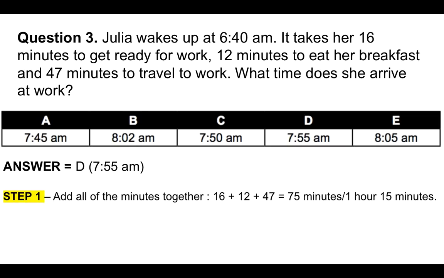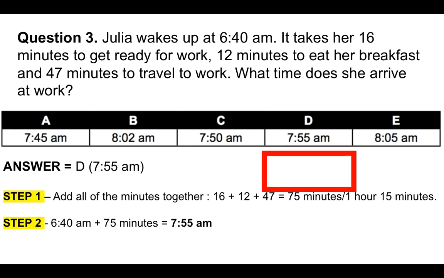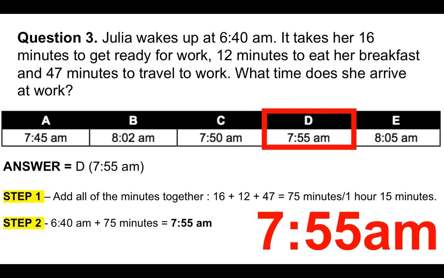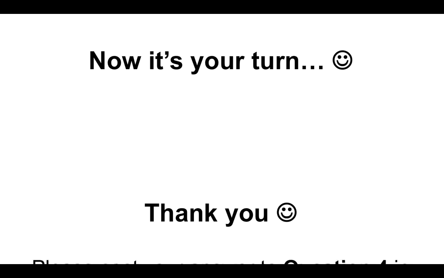How do we work it out? Well, all we need to do, step 1, is add all of the minutes together. So there's 16 minutes to get ready for work, plus 12 minutes to eat her breakfast, and then 47 minutes to travel to work. That gives us 75 minutes, which is 1 hour and 15 minutes. Step 2, all we need to do is add those 75 minutes to the 6:40 a.m. to get the answer, 7:55 a.m. Okay, now it's your turn again.